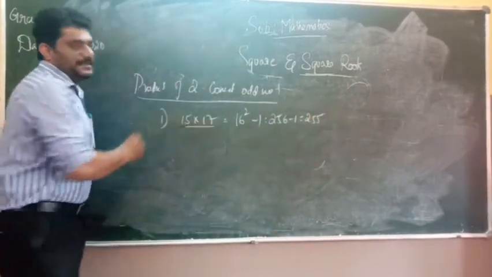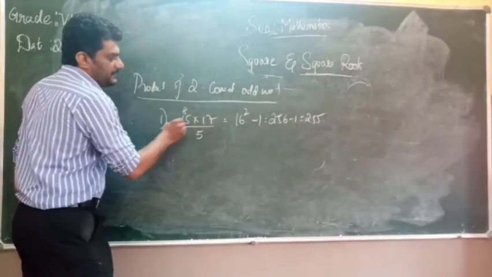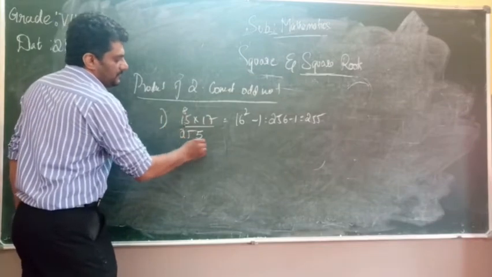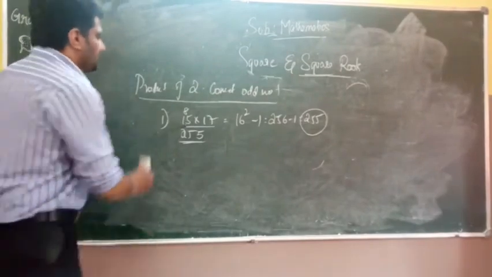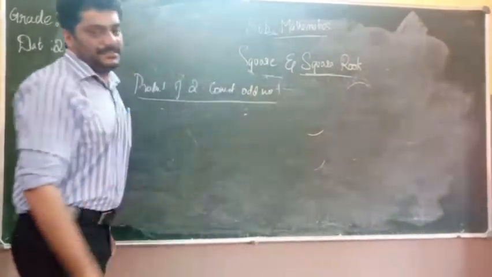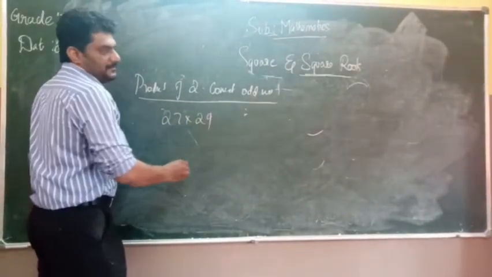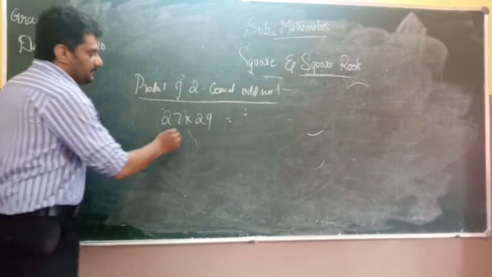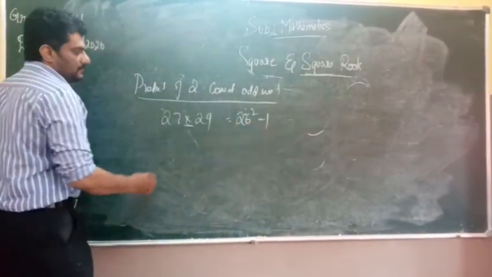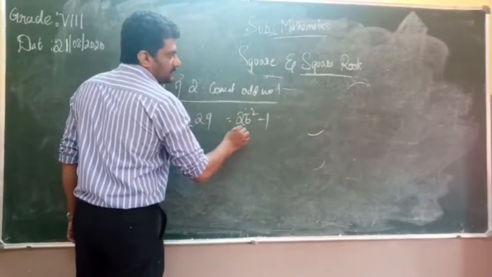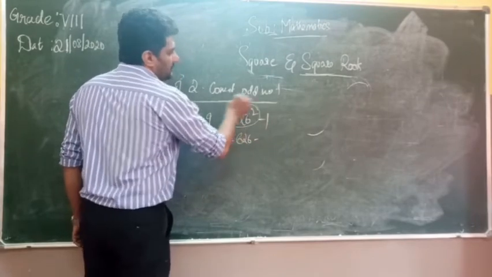Let's verify this by multiplying. 17 fives are 85, 5 carry 8. 17 ones are 17 plus 8. This is one advantage of knowing the square patterns. Now if I write 27 into 29, what do we find? What is the middle number? 28. So it is 28 squared minus 1. How is 28 squared?